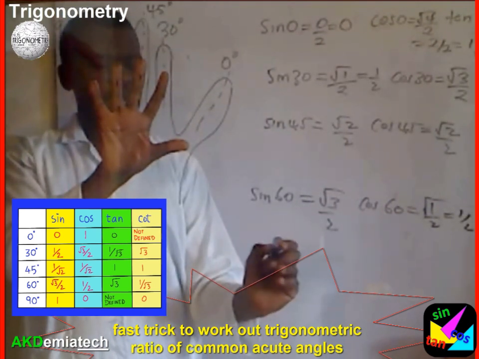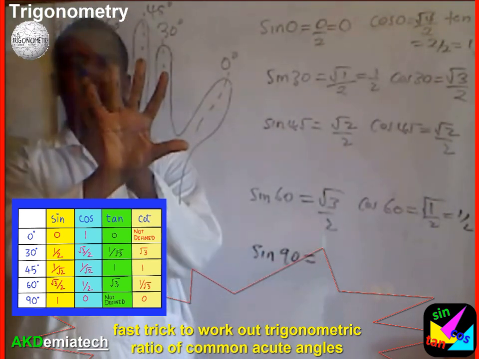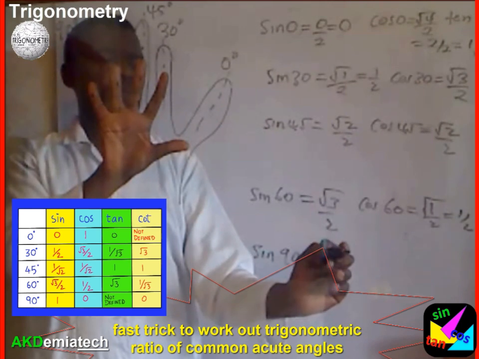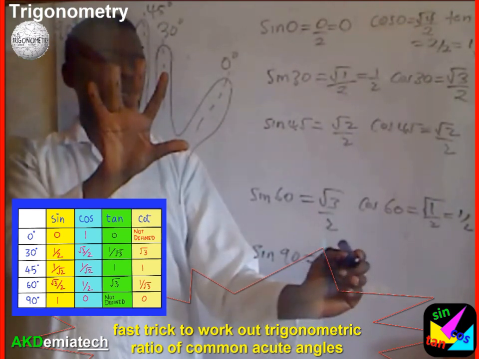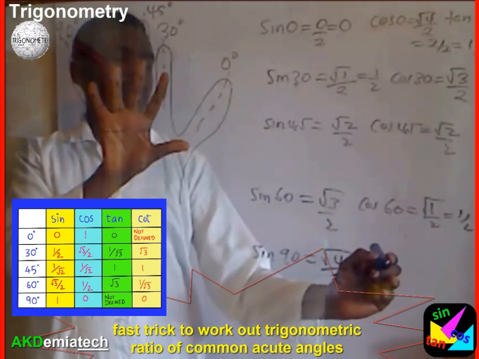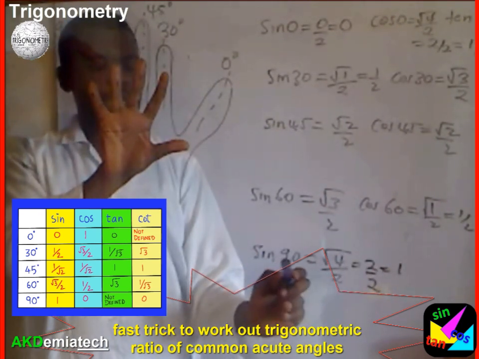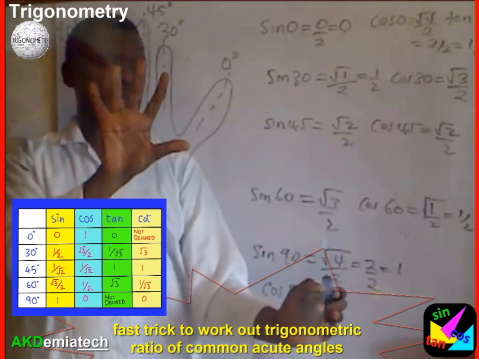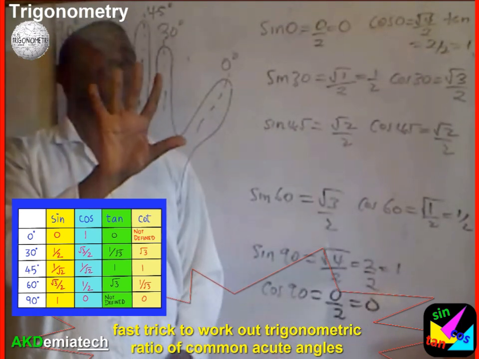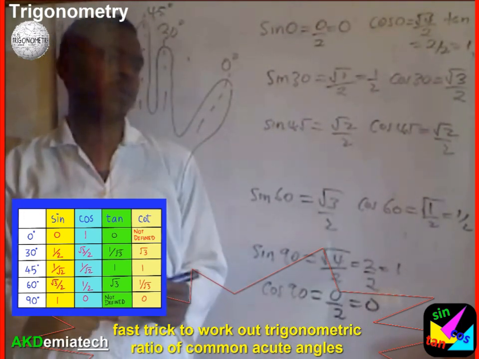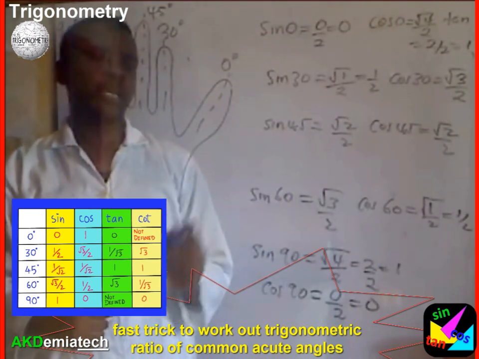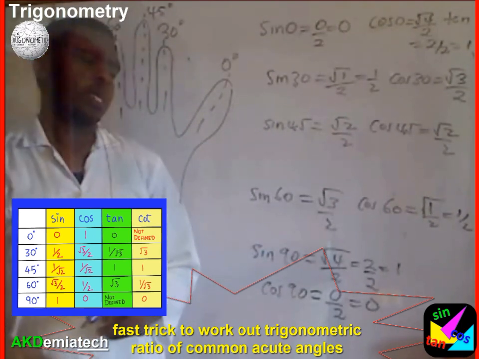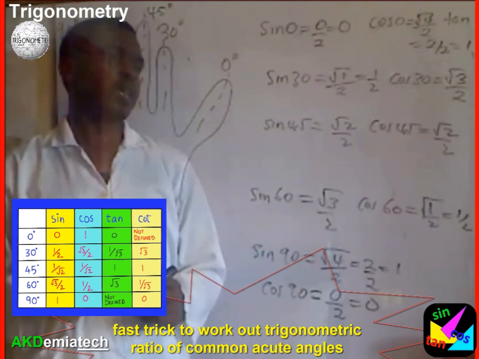Let's look at sine 90. This is 90 here, I have 1, 2, 3, 4, which is square root of 4 divided by 2, which is equal to 2 all over 2 equals 1. What about cos 90? Cos 90 is equal to, there's no finger there, so 0 divided by 2 equals 0. So with this simple trick, you can get the ratios of common angles like 0, 30, 45, 60 and 90 degrees. To get the tangents, we just divide sine all over cosine.